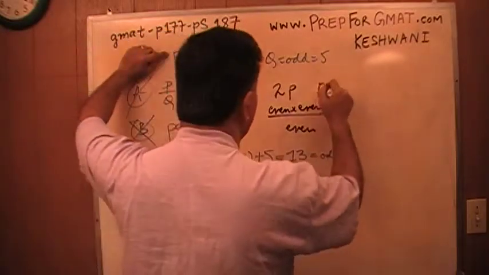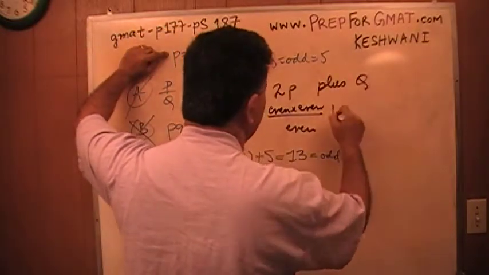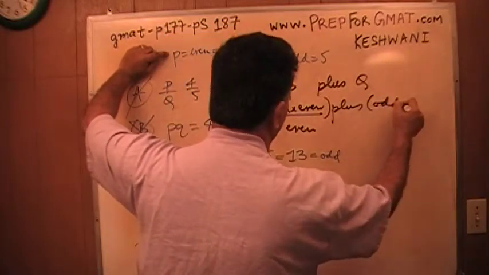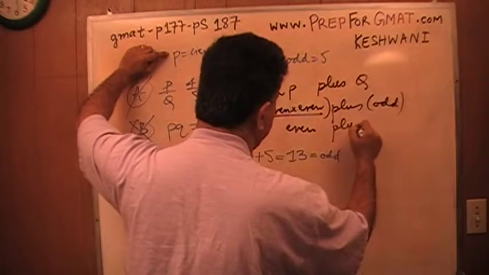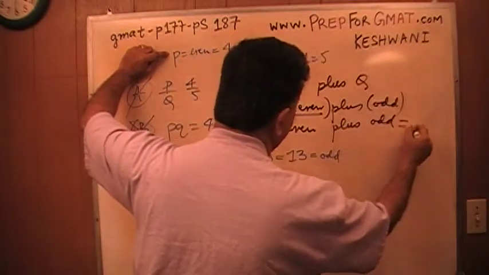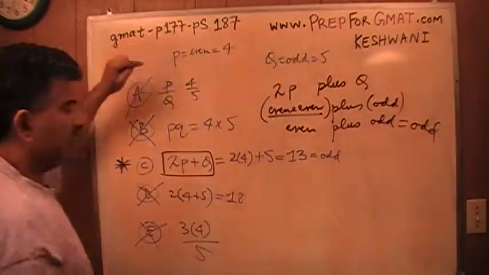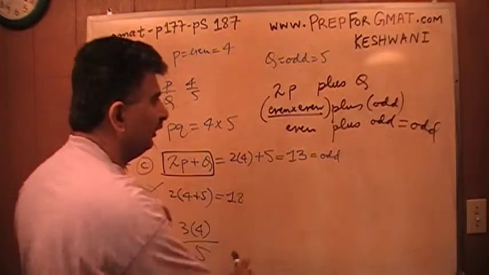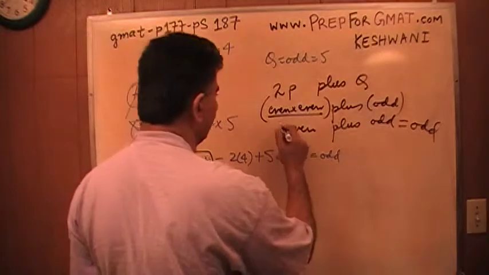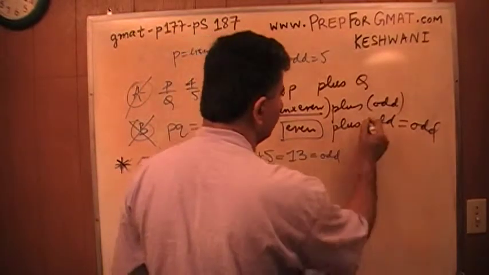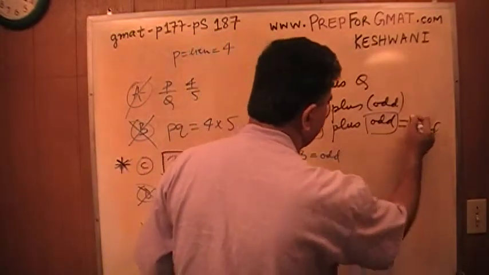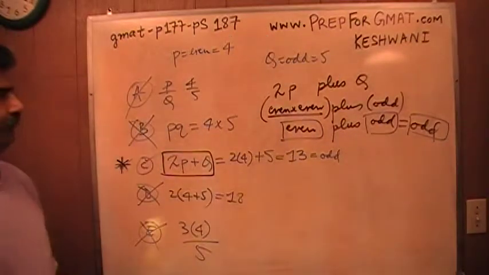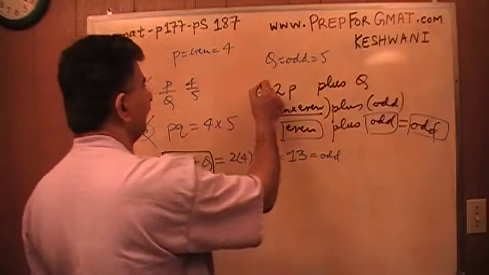And then we have plus q. So this is even plus q, which is an odd integer. So even plus an odd. If you have an even number, and you add odd numbers to it, obviously you're going to end up with odd numbers. That's all they're talking about. If you have an even integer, and you add odd integers to it, of course the sum is going to be odd, which is why C is the answer. So that's it. This is C.